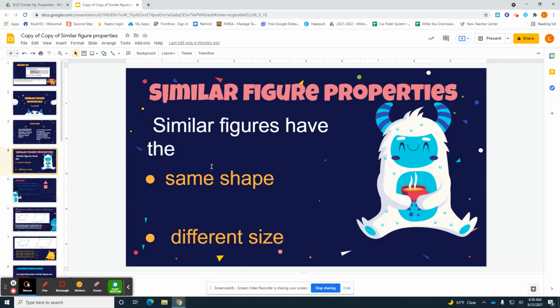So similar figure properties. Similar figures have the same shape and may be different sizes. These are your blanks for your notes. Same shape, different size. All right, moving on to our next slide.